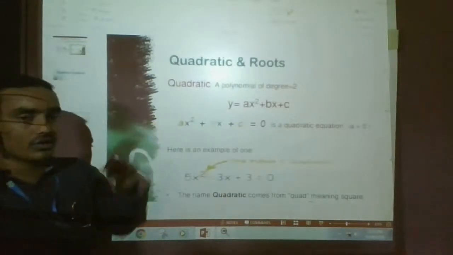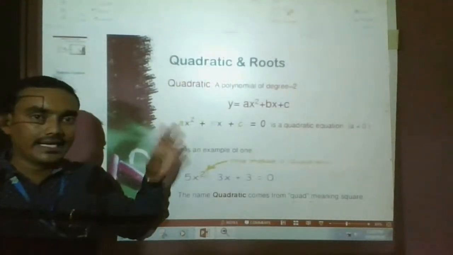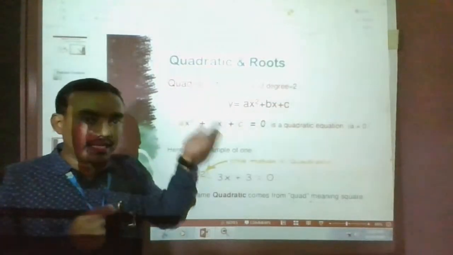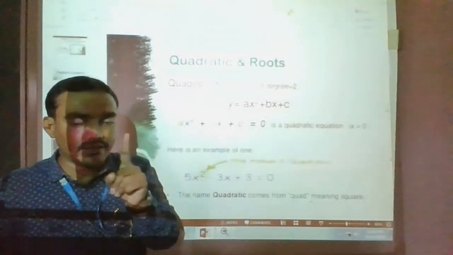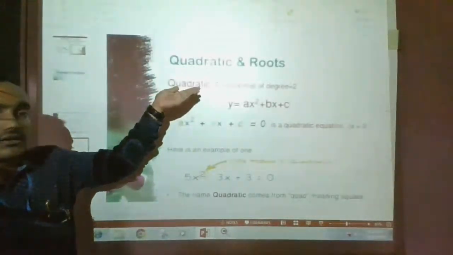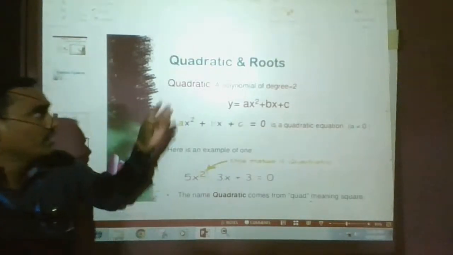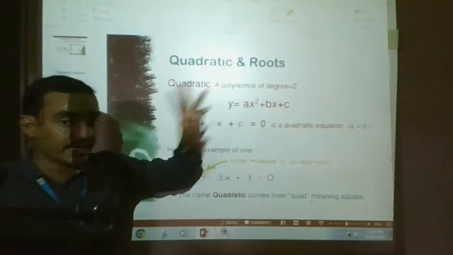Now, the quadratic roots. A linear equation has one solution because it depends on the degree only. So you will get one solution for linear, and a quadratic, obviously, has degree 2. It means you will get two roots here.